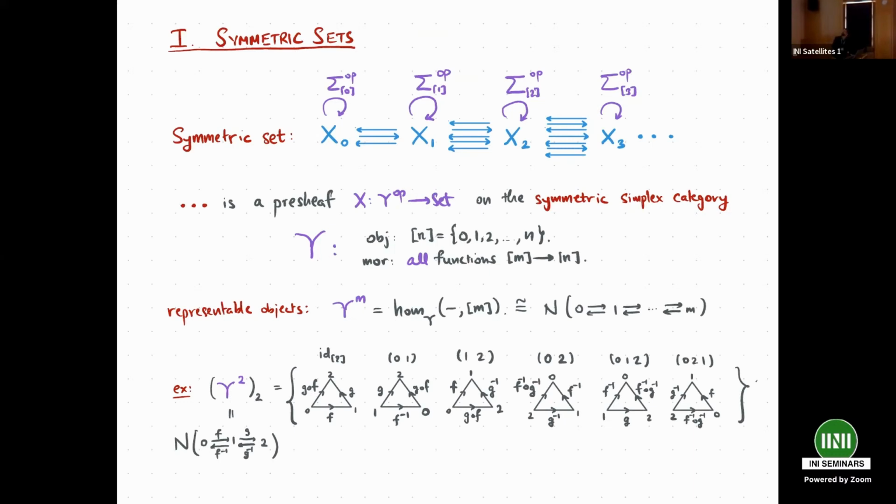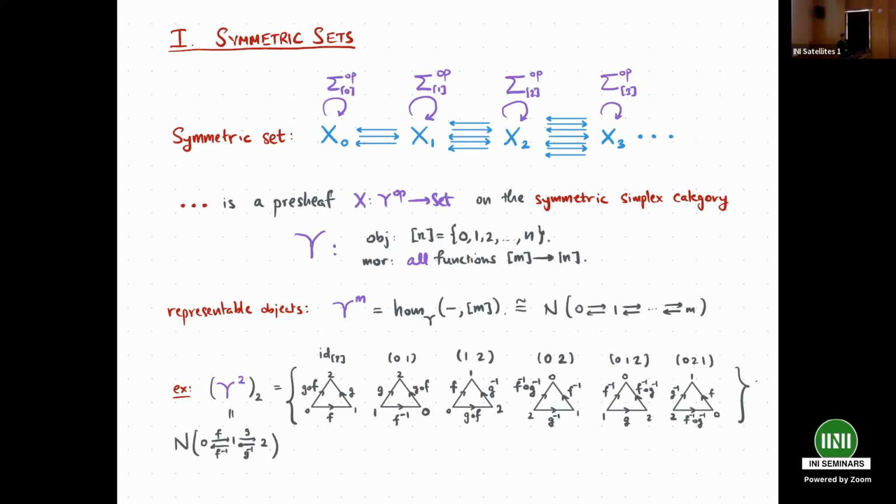So at the top, you can think about a symmetric set as being a simplicial set together with compatible actions of the symmetric group of degree n plus 1 on the n-simplices for each n. And of course, with relations that need to be satisfied. I think these were written down by Marco Grandis at one point.